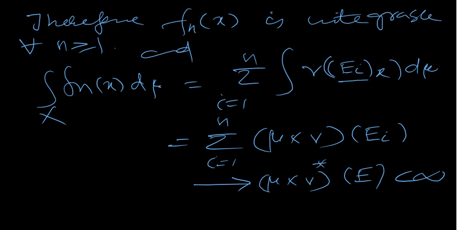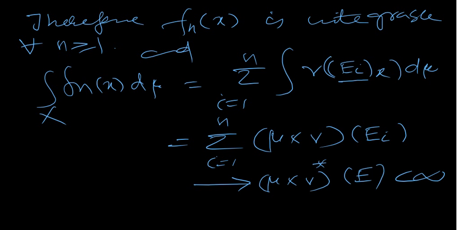Okay, f1(x) is less than or equal to f2(x), because f2(x) is the sum of two non-negative numbers. So f1 is less than or equal to f2, f2 is less than or equal to f3, and so on and so forth. It's an increasing sequence, and the limit of the integral of fn is finite, because the limit of this integral is mu cross nu star of e. As n approaches infinity, it's a disjoint sequence. You can easily verify it. It's not too hard to verify.